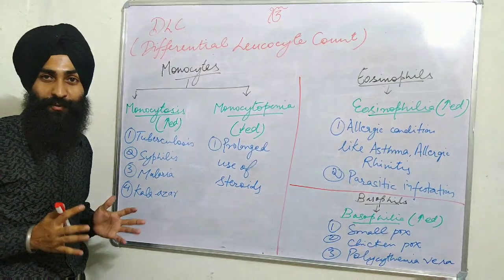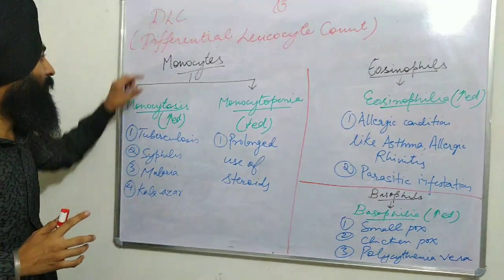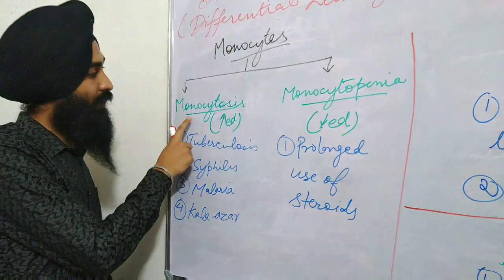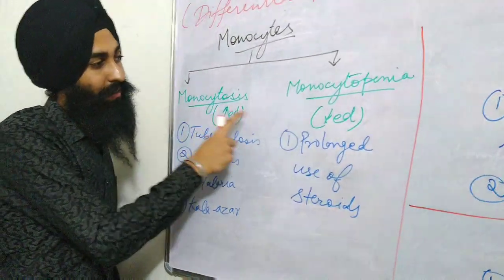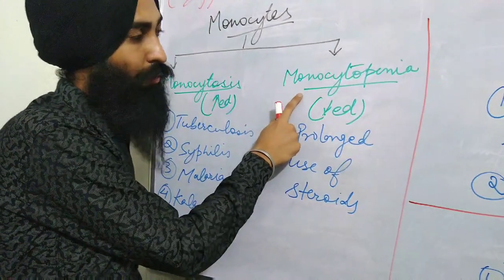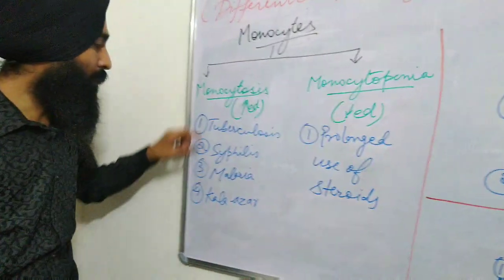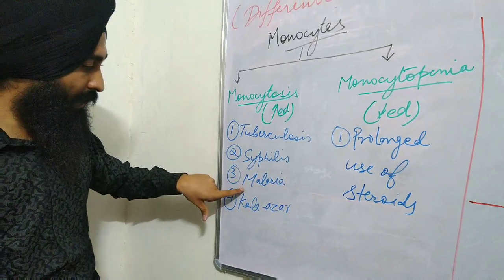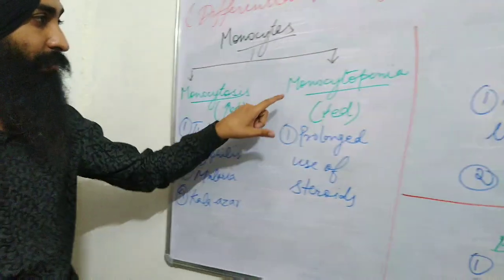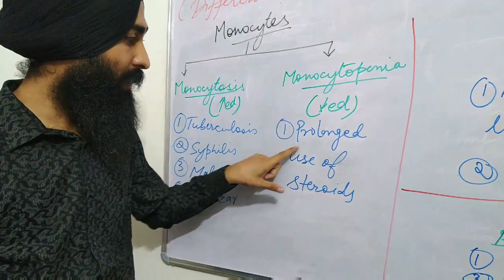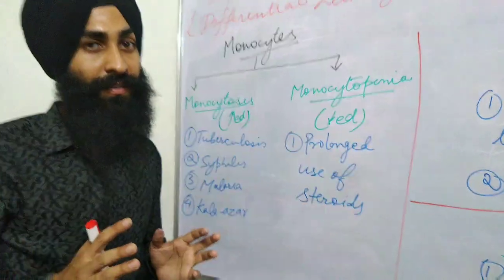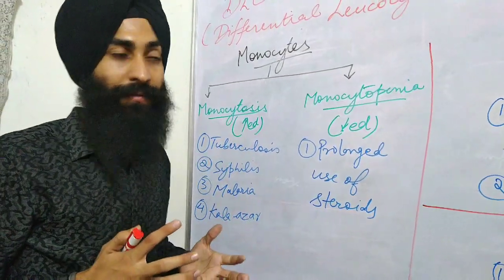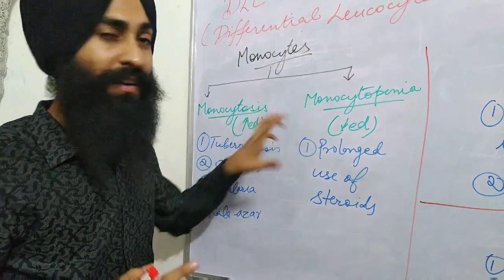Now let us continue to other WBCs, that is monocytes. If the monocytes are increased, the condition will be monocytosis, and if they are decreased, the condition will be monocytopenia. Now monocytosis will occur in tuberculosis, syphilis, malaria, and Kala Azar. And if we see monocytopenia, then there is prolonged use of steroids. That means if the patient is taking steroids for a long time, then monocyte count will be decreased.